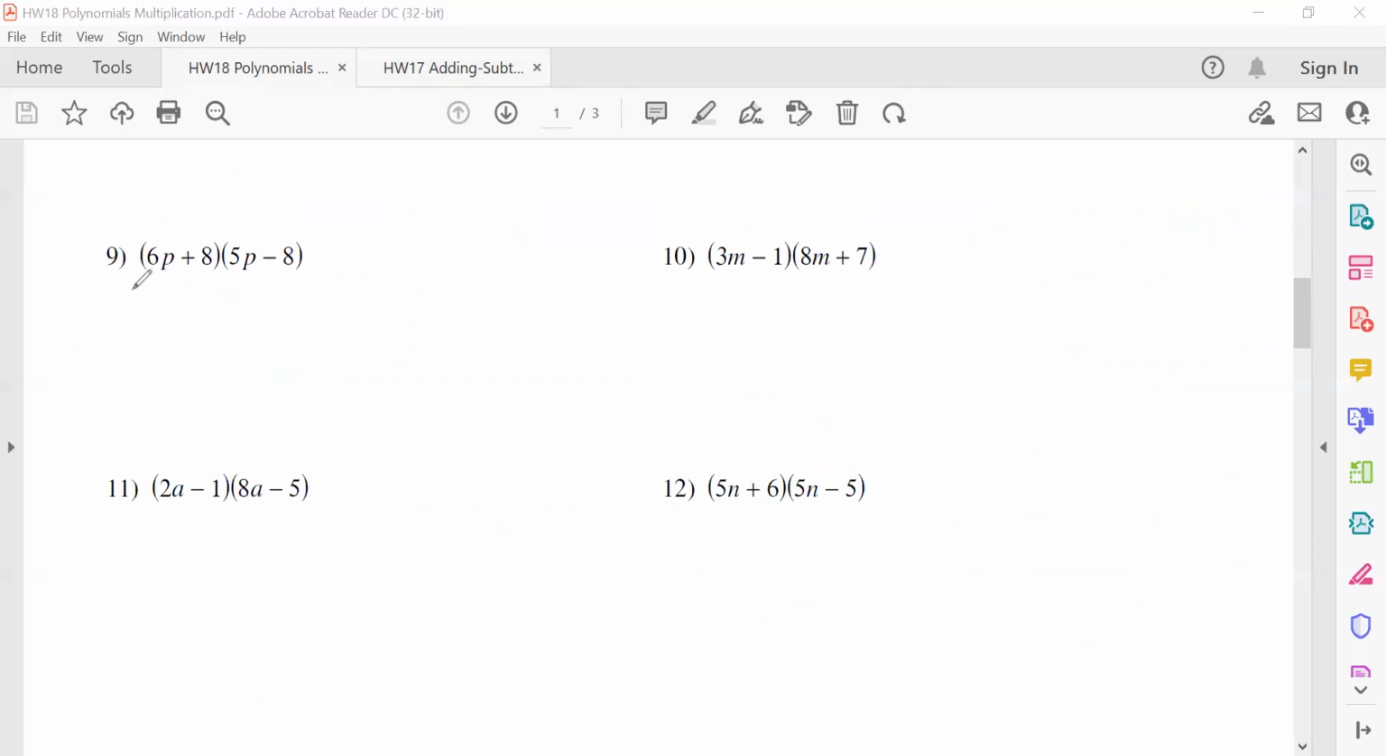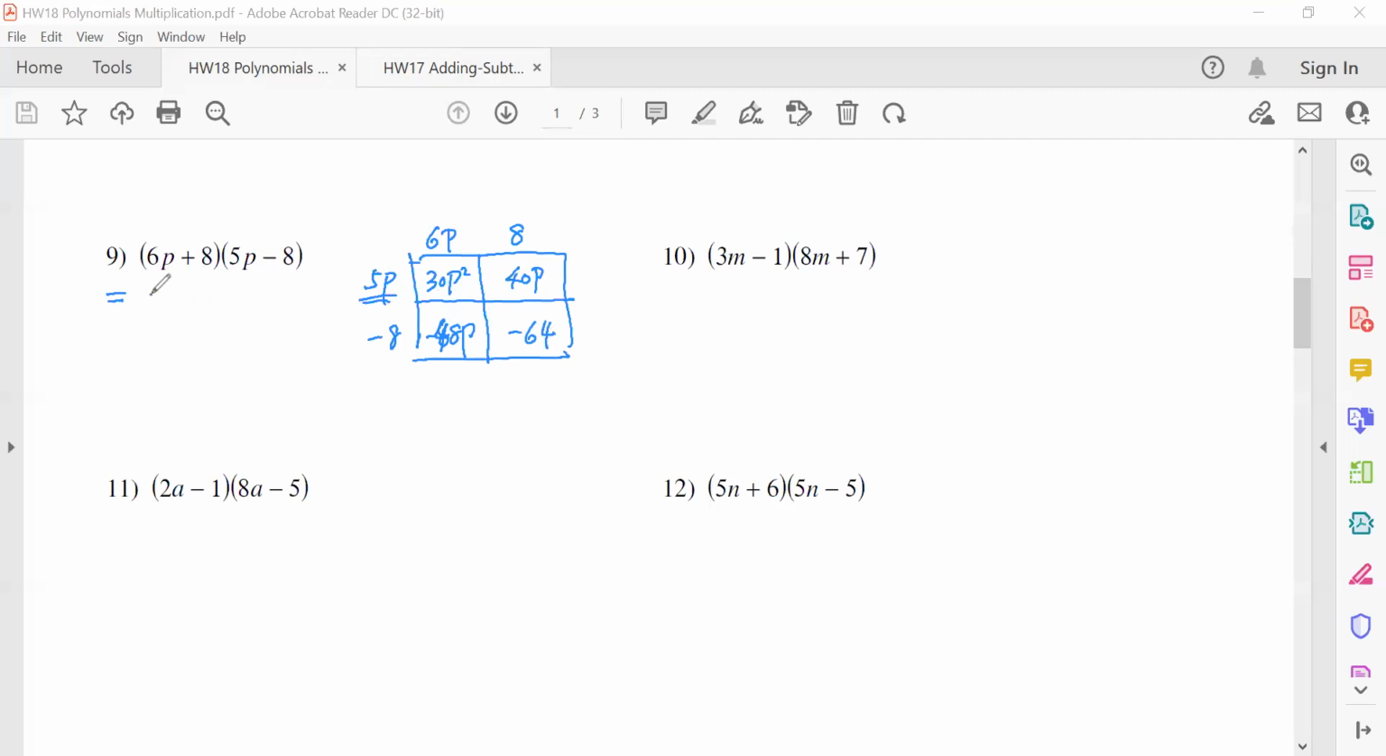All right. See number 9 here. The easy method is to do it this way. You can do the rectangular method, depending on which one you like, and quickly get the answers. First is 6p plus 8, second one is 5p minus 8. So here is 30p squared for this small rectangular area. Here is 40p, 8 times 5p. Here is negative 48p, I'm sorry, 48p. Here is negative 64.